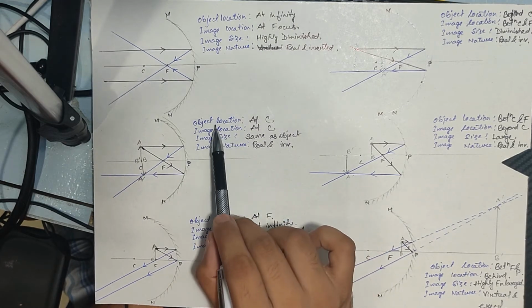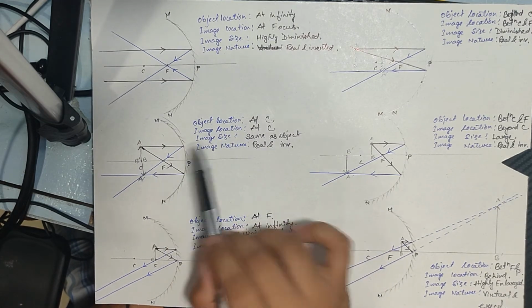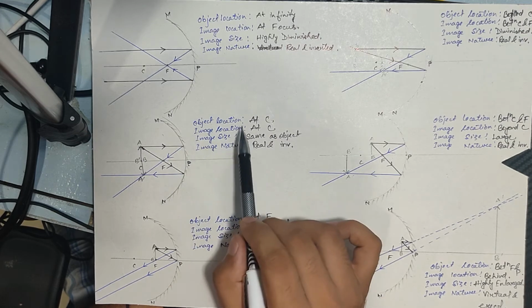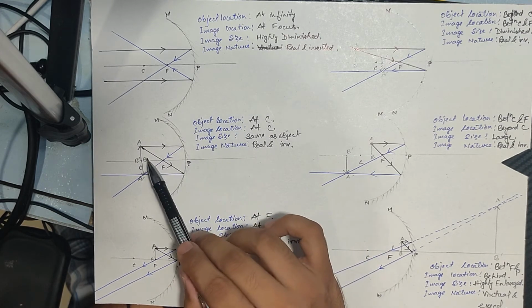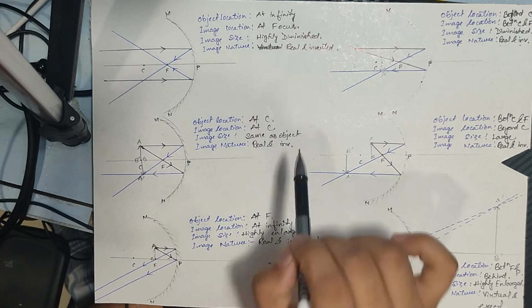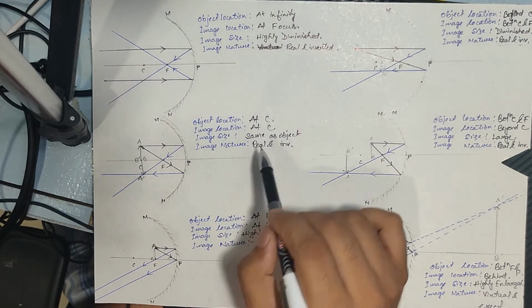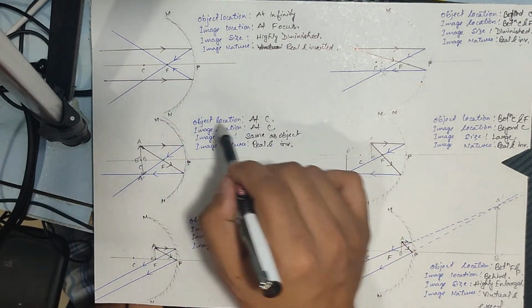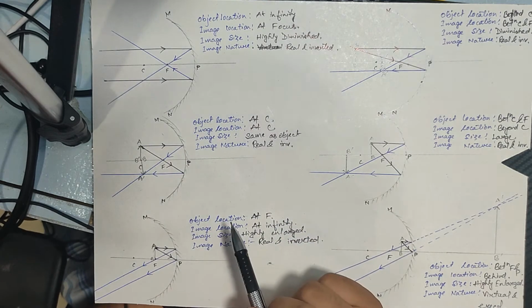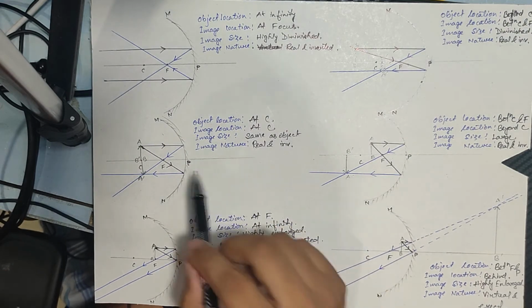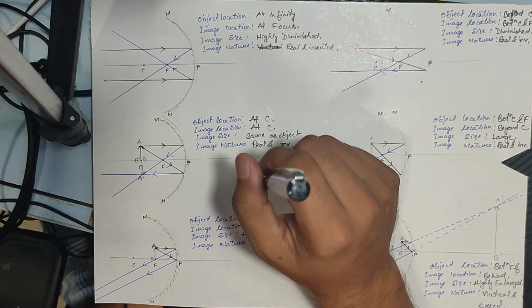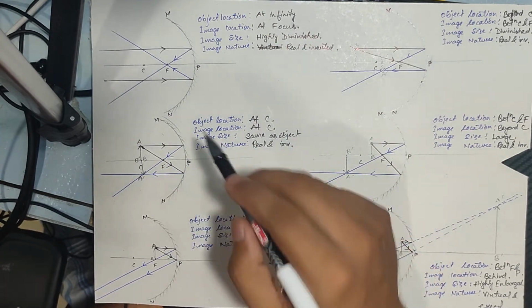Okay. So the object location is at C, at center of curvature. The image is also found here. You will see one very interesting thing. When we place the object at center of curvature, the image is also formed at center of curvature. This one is very important. From this ray diagram, one multiple choice question is asked in the exams many times. So you remember this one. When the object is placed at center of curvature, the image is also formed at the center of curvature.